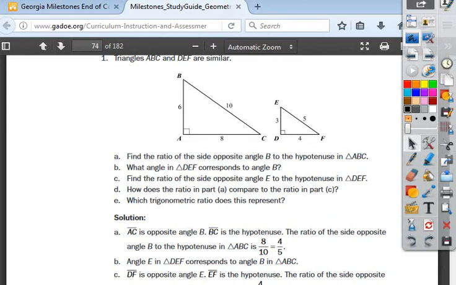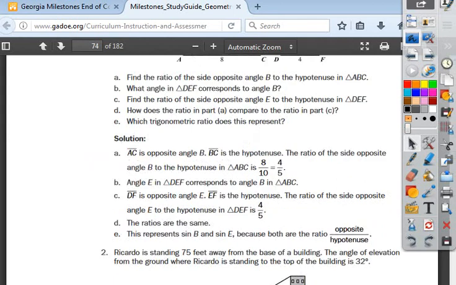Which one corresponds to angle B? Well, angle B is up here, angle E is up there. So we should be able to do all that stuff right there pretty easily, I think.